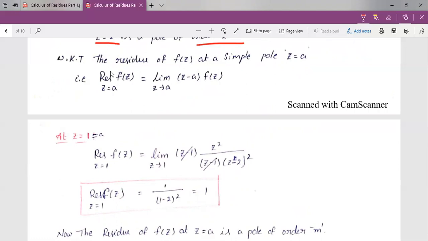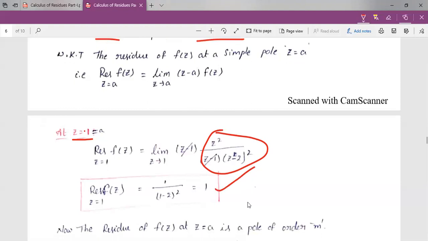So first, residue of f of z at a simple pole. We know the formula: residue of f of z at z equal to a equals limit z tends to a of (z minus a) into f of z. So here our simple pole is z equal to 1. When we substitute z equal to 1 in the formula, we get limit z tends to 1 of (z minus 1) into z square by (z minus 1) into (z minus 2) whole square. So this is our f of z in the given problem. And now we replace z by 1. We get the residue of the function at the simple pole, that is 1.